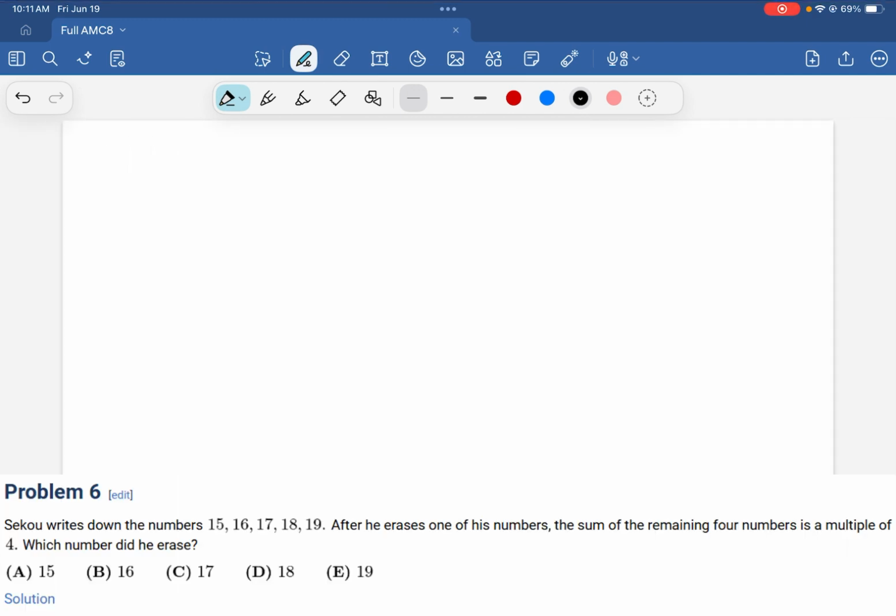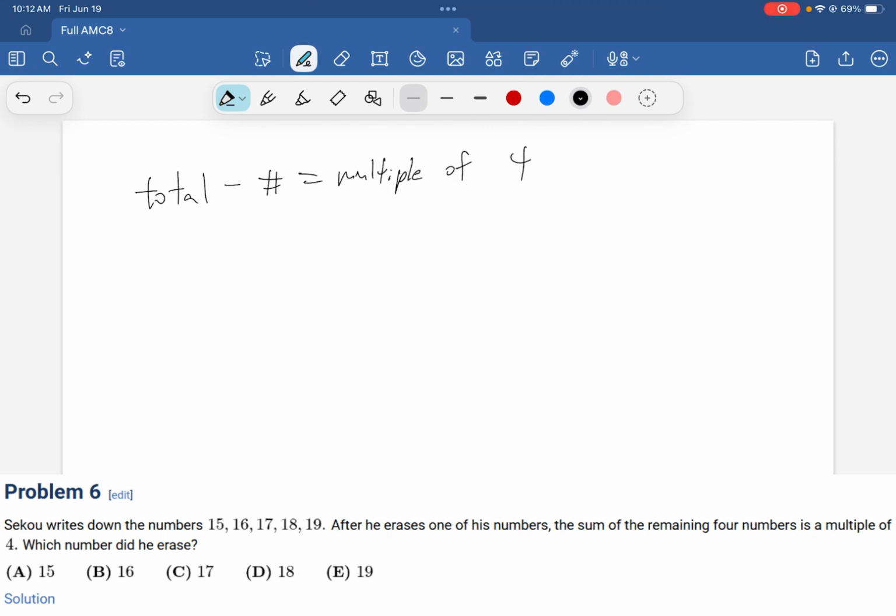Problem 6. Siku writes down the numbers 15, 16, 17, 18, 19. After he erases one of the numbers, the sum of his remaining numbers is a multiple of 4. Which number did he erase? So the sum of the 4 remaining numbers is the total of this minus the number that he erased. So this is a multiple of 4.